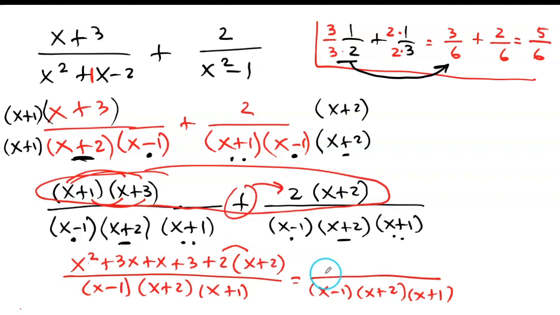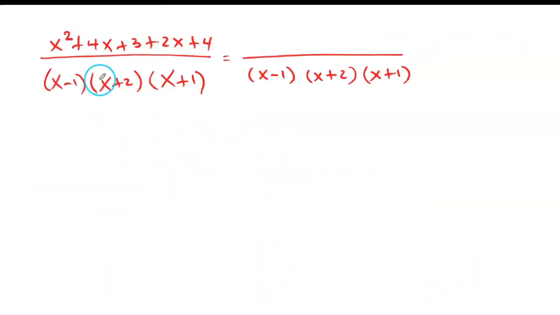Let's do this step. So I'm going to have x squared. All right, let's combine whatever we can right now. 3x and x is going to give me 4x. And then this 3, let's hold on to that 3. And let's distribute. 2 times x is going to give me 2x, and 2 times 2 is going to give me 4. All right, we need more space. I moved to the top so I need a little more space.